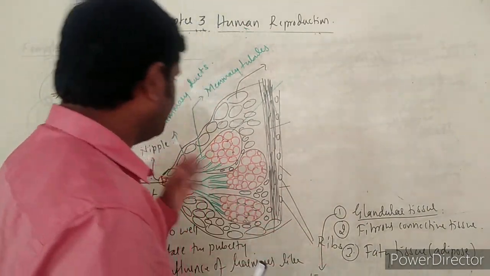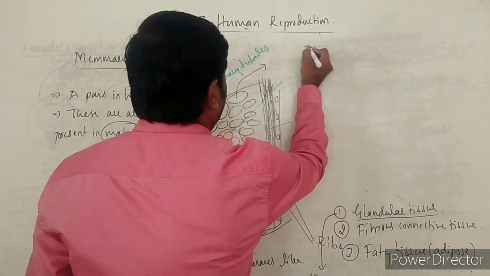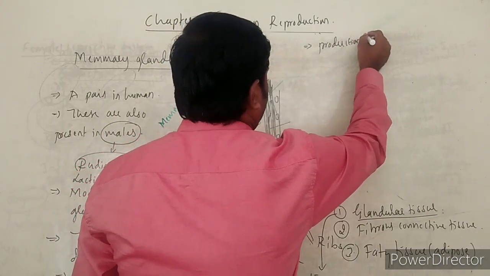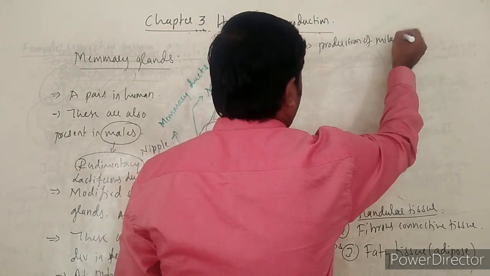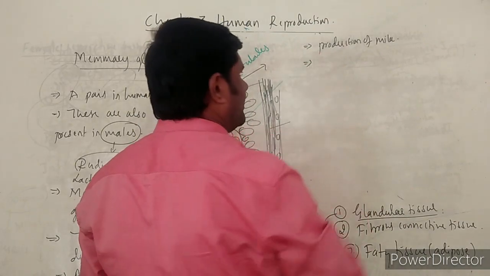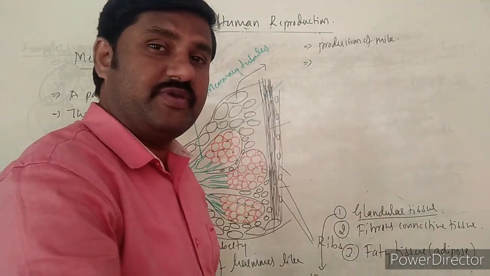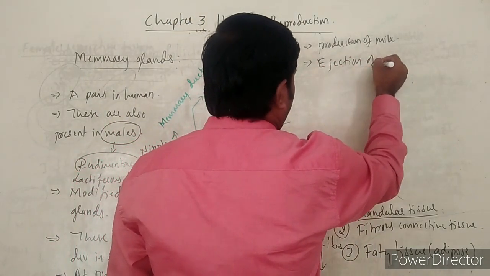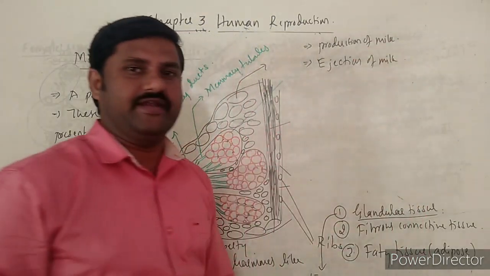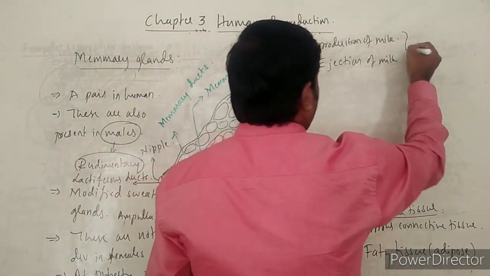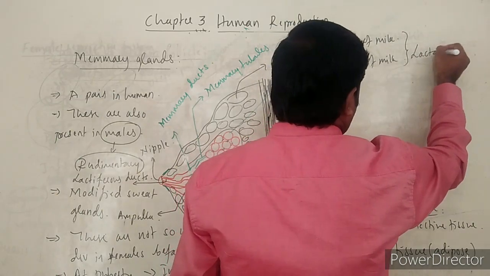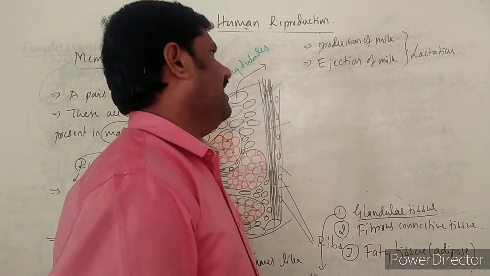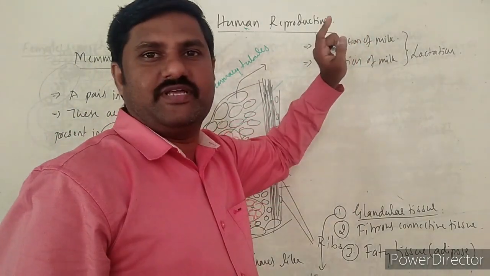And what is the major function of these mammary glands? I shall write over here. First, it helps in the production of milk. Production of milk is the major function, and the second function is ejection of milk from the mammary glands. So these two together form one function, that is lactation. The production of the milk is called lactation, and ejection of the milk also takes place over here.